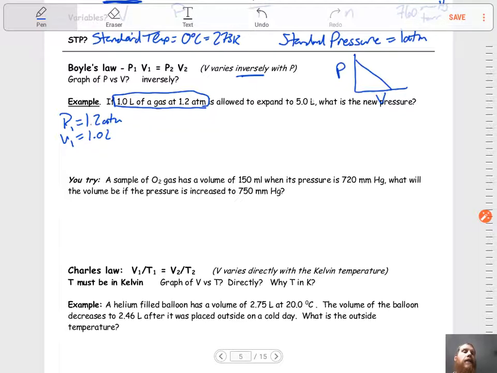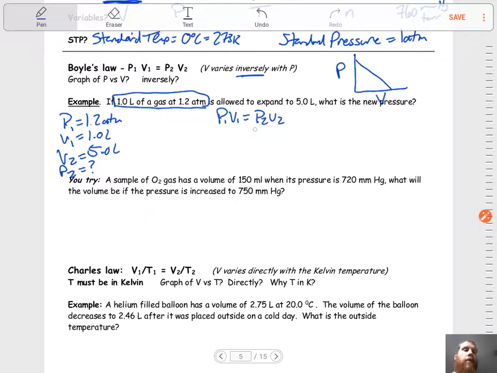All right, now it says allowed to expand, so that means everything after this is your secondary conditions. So we have a V2, which is 5.0 liters. What's the new pressure? So we're looking for P2. Now, as I've done all year long, guys, I always solve for my unknown first. I encourage you to do that as well, but if you feel comfortable plugging in numbers, just show all your work. So P1 V1 equals P2 V2.